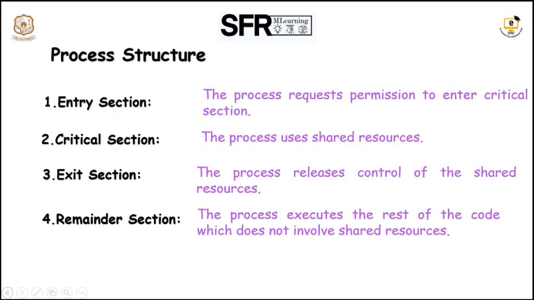This is the process structure. The entry section: the process requests permission to enter the critical section. The critical section: the process uses shared resources. The exit section: the process releases control of the shared resources. Remainder section: the process executes the rest of the code which does not involve shared resources.